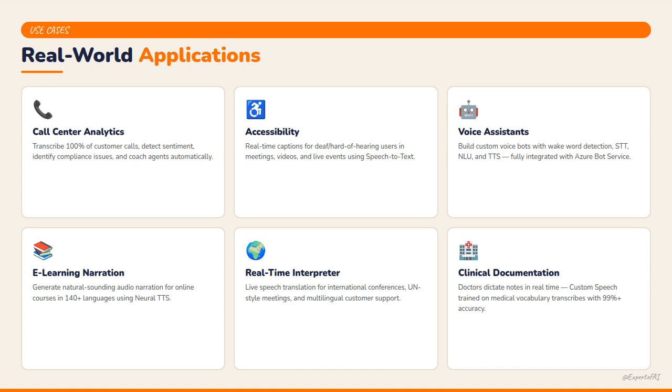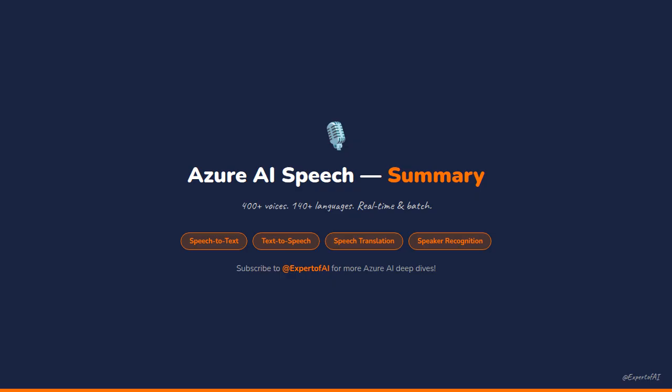And clinical documentation systems allow doctors to dictate notes in real time, with custom speech trained on medical vocabulary achieving over 99% accuracy. Getting started is the same as other Azure AI services. Create a free account, provision a speech resource in the Azure portal, grab your key and region, and install the SDK with pip install azure.cognitiveservices.speech.